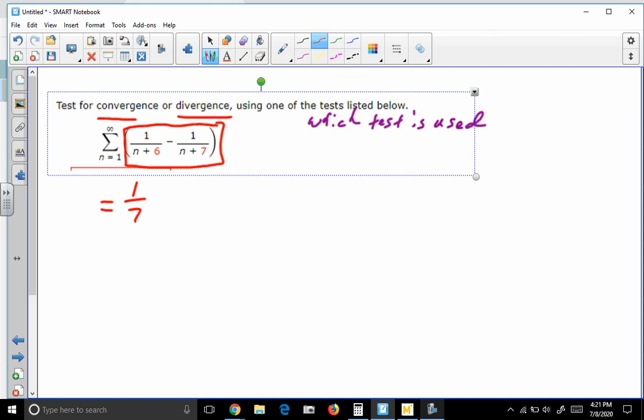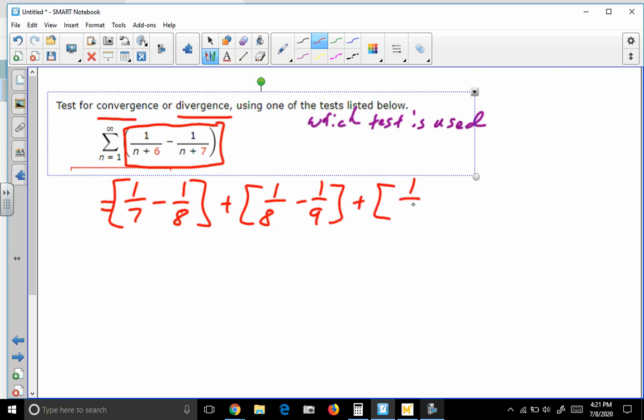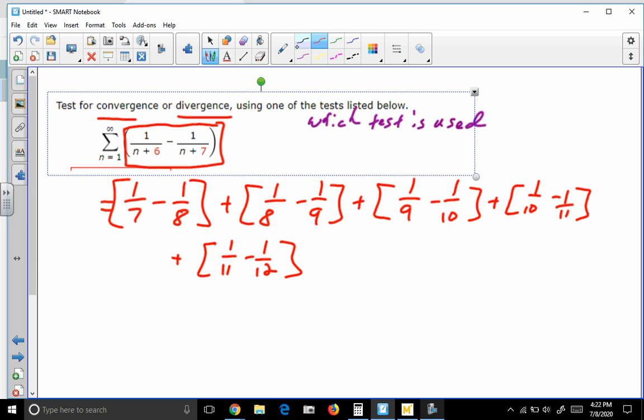If we put in a 1, we get 1 over 7 minus 1 over 8 for the first term. If we put in 2, we get 1 over 8 minus 1 over 9. If we put in a 3, we get 1/9 minus 1/10. Then 1/10 minus 1/11, then 1/11 minus 1/12. So I'm just going to number this as our first, second, third, fourth, fifth.